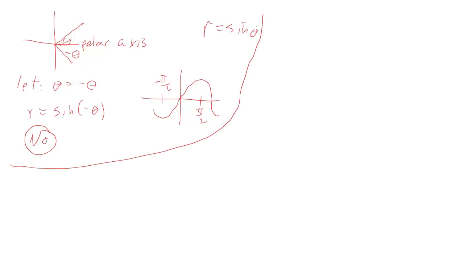The other two types of symmetry we have are across theta equals pi over 2, so the vertical axis. If we're talking about symmetry across that vertical axis, if this is theta, this would also be theta here, which means that this bigger angle would be pi minus theta. So I'm going to let theta equal pi minus theta.